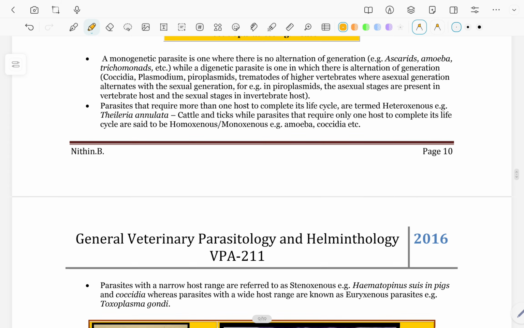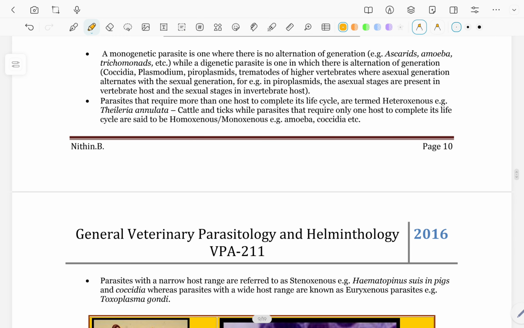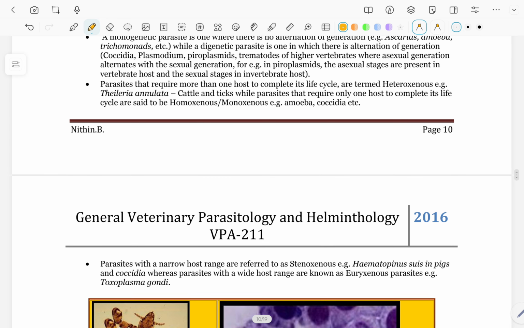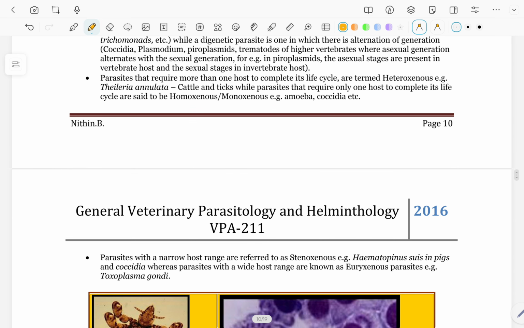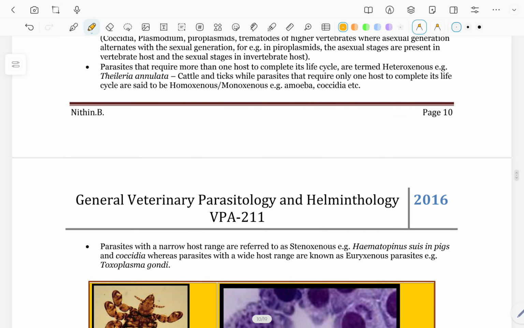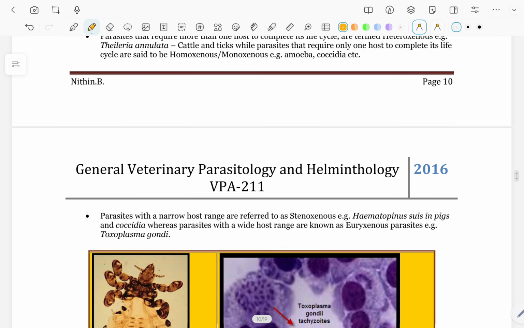Parasites that require more than one host to complete their life cycle are termed heteroxenous. Example: Theileria annulata, in cattle and ticks. While parasites that require only one host to complete their life cycle are said to be homoxenous or monoxenous, such as amoeba and coccidia, etc.